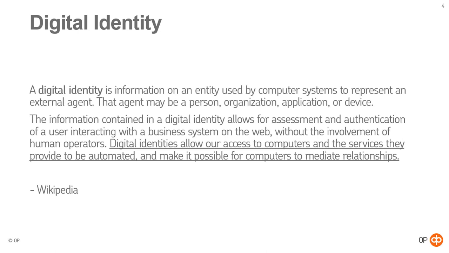So when you want to define something, you go to Wikipedia to see what's the official truth about something. And for digital identity, this is what Wikipedia says. Basically, it says that if you want a computer to do something for you, you need a digital identity. If you want to automate something, better have a digital ID.